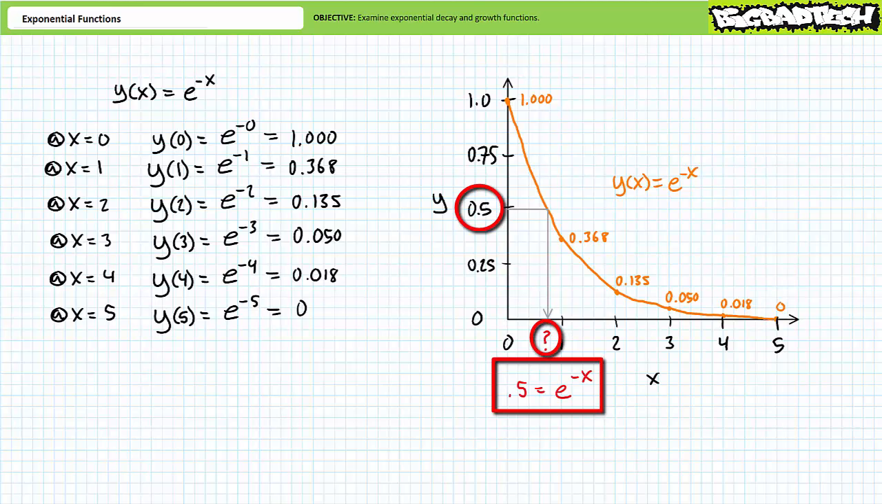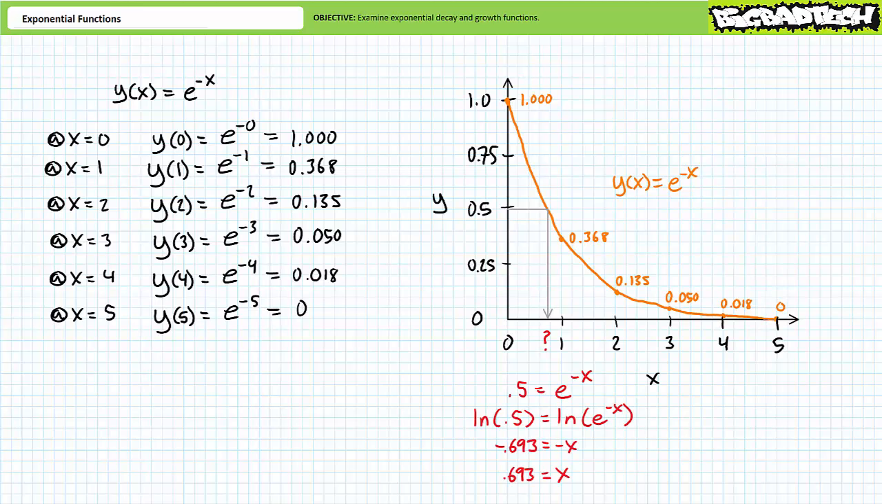Which exact x satisfies this condition? Given e to the negative 0 equals 1 and e to the negative 1 equals approximately 0.368, we might expect the x value that satisfies this condition to be between 0 and 1. Just guessing, I'm saying it's maybe about 0.7-ish.